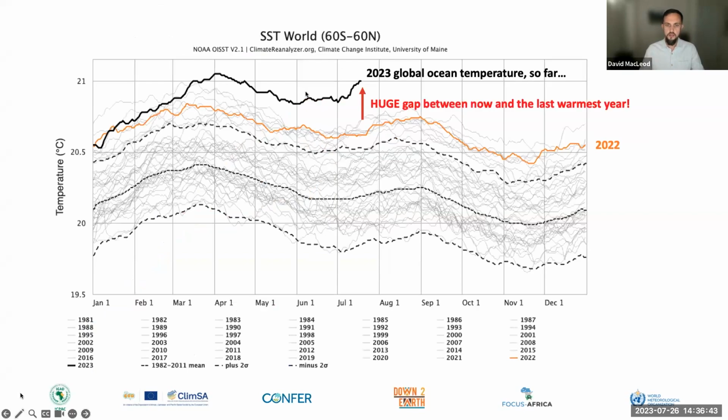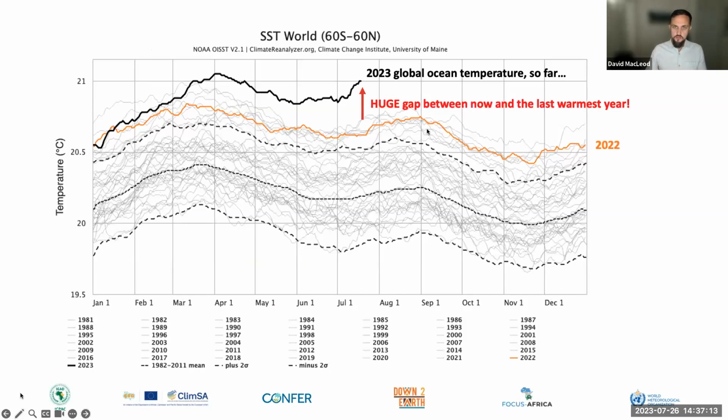And we can look at how warm the world is right now. And it's really shocking. I hope you can see, I'll explain this graph, but to me, this graph is shocking. This is showing the global ocean temperature for the recent historical record since 1981. Each of those lines is showing the evolution of temperature across a single year from 1981 through to the present.